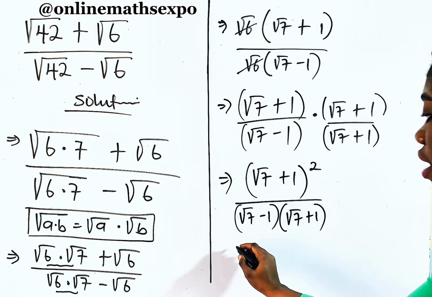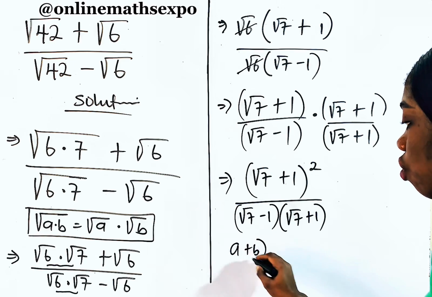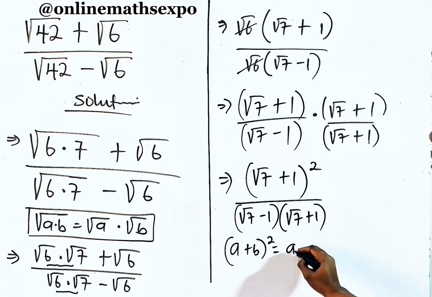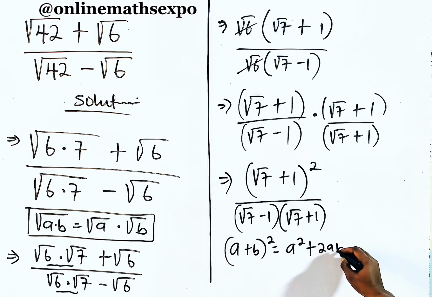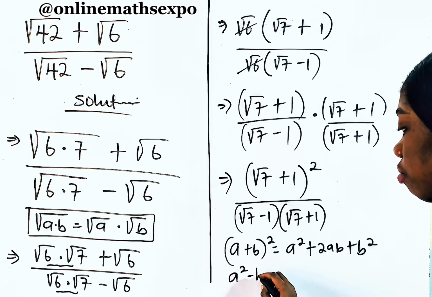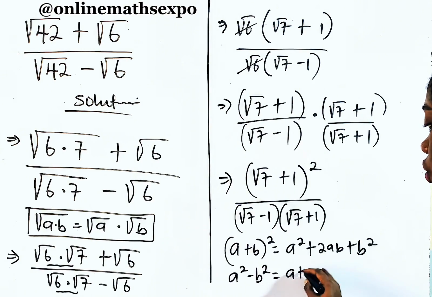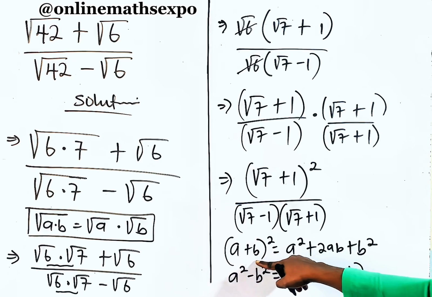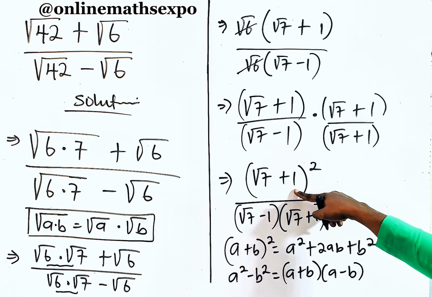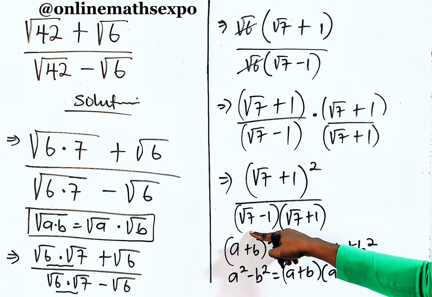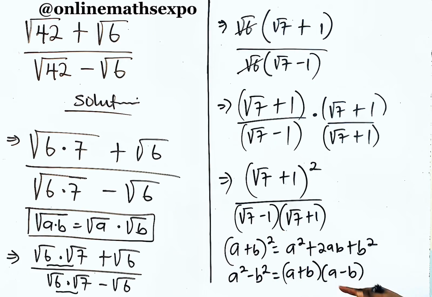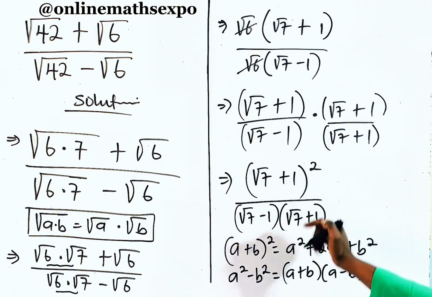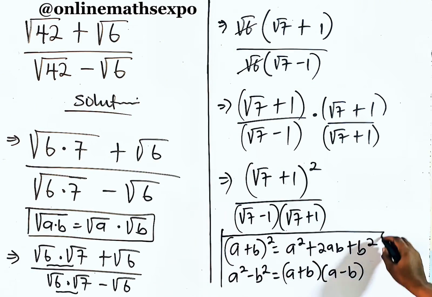Now what do we do? Just remember, for every A plus B squared is always equal to A squared plus 2AB plus B squared. And for every A squared minus B squared, it's always A plus B into A minus B, your difference of two squares. You see that this expression is of this form, and this denominator is of this form. So we're going to apply these two to help us simplify.